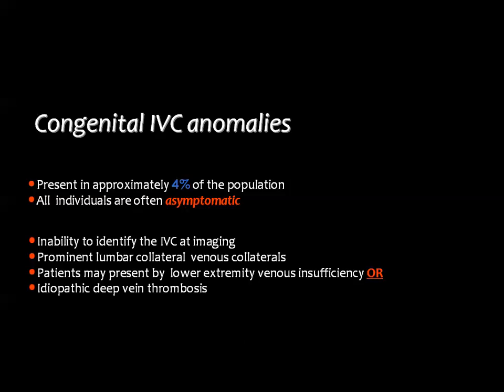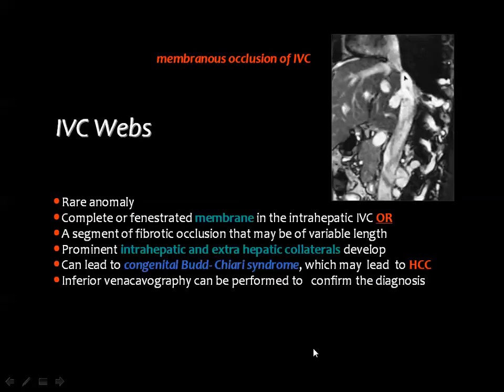Congenital anomalies of the inferior vena cava may appear in about 4% of the population. Most of them are asymptomatic, and these anomalies may include the presence of IVC webs like this, or sometimes a segment of fibrotic occlusion that may have a variable length.